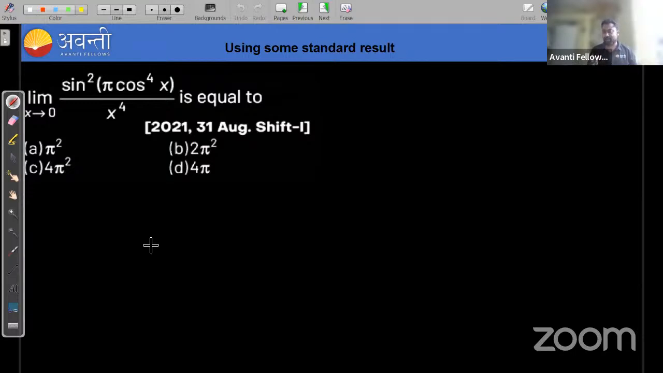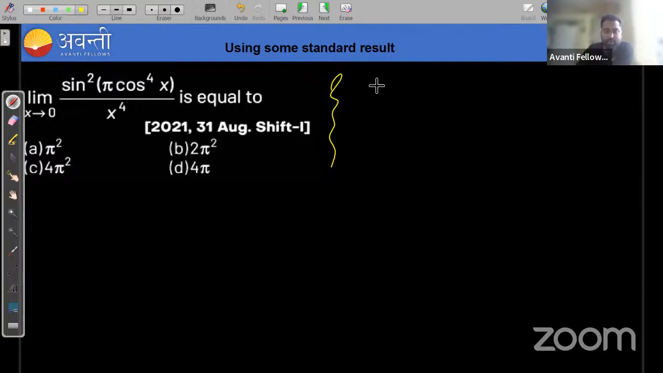This question is from 2021, 31 August. So these questions were actually asked twice or thrice in JEE Mains. It's a very interesting question. You can solve these questions by 2 to 3 methods also, right? So first we'll see by using the standard results how we can solve this limit.